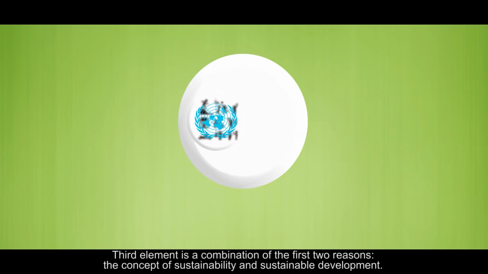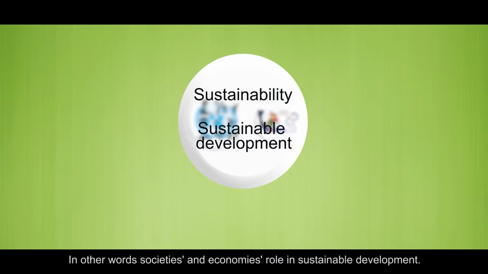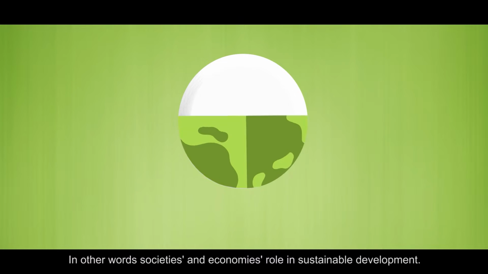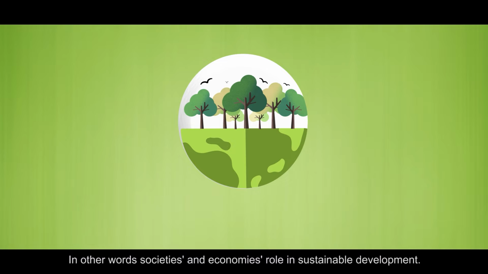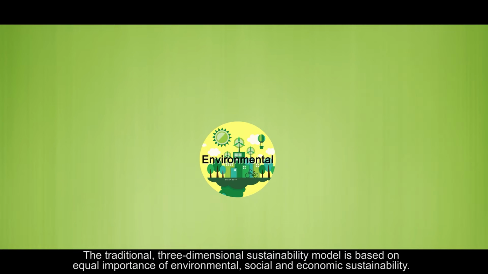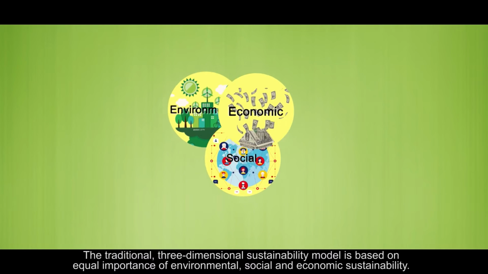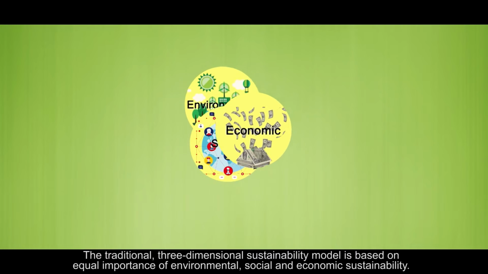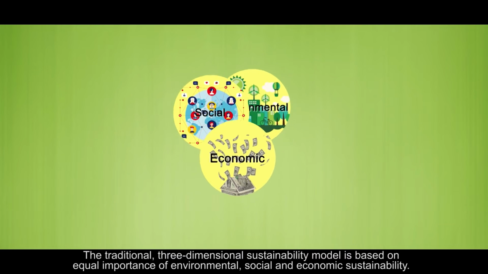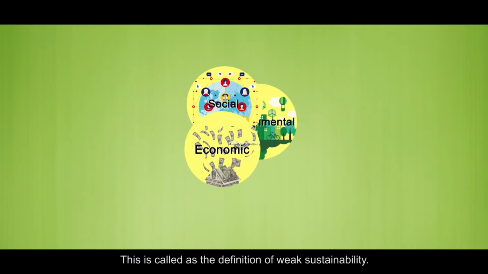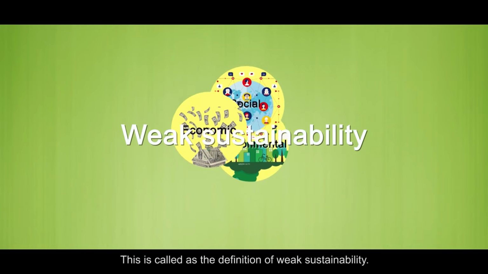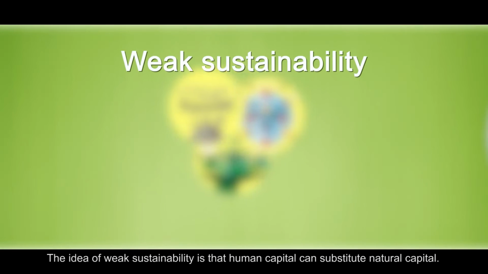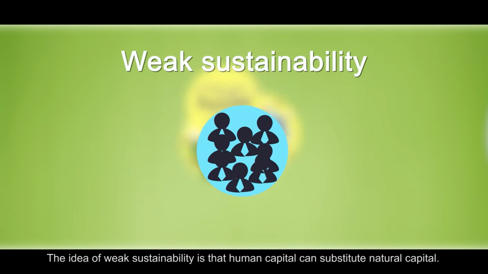Third element is a combination of the first two reasons, the concept of sustainability and sustainable development. In other words, societies and economies' role in sustainable development. The traditional, three-dimensional sustainability model is based on equal importance of environmental, social, and economic sustainability. This is called the definition of weak sustainability. The idea of weak sustainability is that human capital can substitute natural capital.